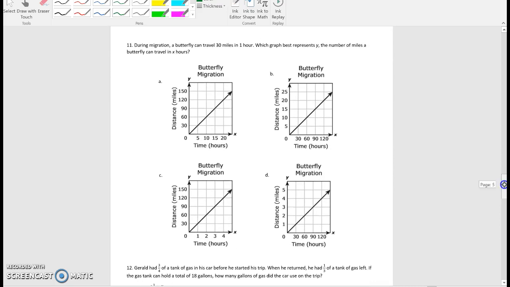Question 11. During migration, a butterfly can travel 30 miles in 1 hour. Which graph represents y, the number of miles a butterfly can fly in x hours? So 30 miles says y is miles in 1 hour. X hours. You guys have got this one.